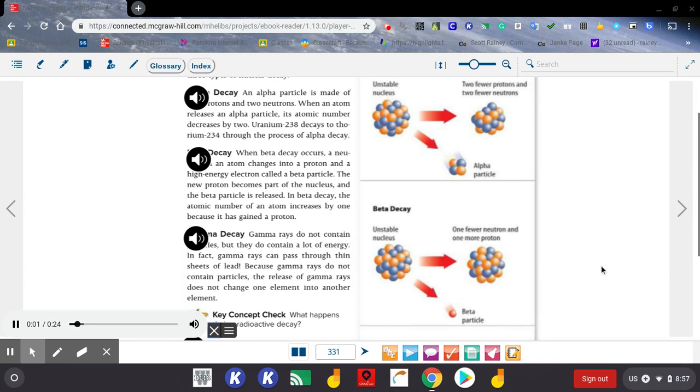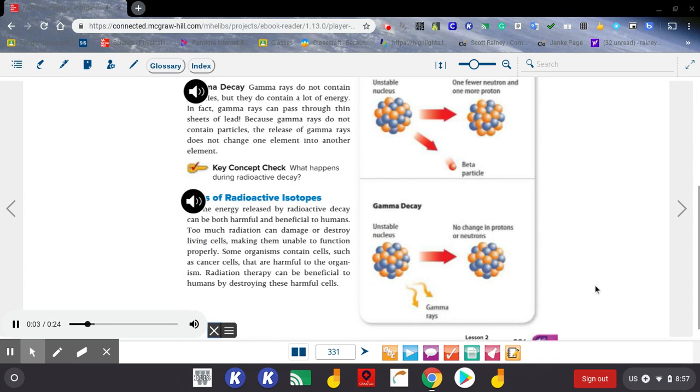Gamma decay. Gamma rays do not contain particles, but they do contain a lot of energy. In fact, gamma rays can pass through thin sheets of lead. Because gamma rays do not contain particles, the release of gamma rays does not change one element into another element. Key concept check. What happens during radioactive decay?